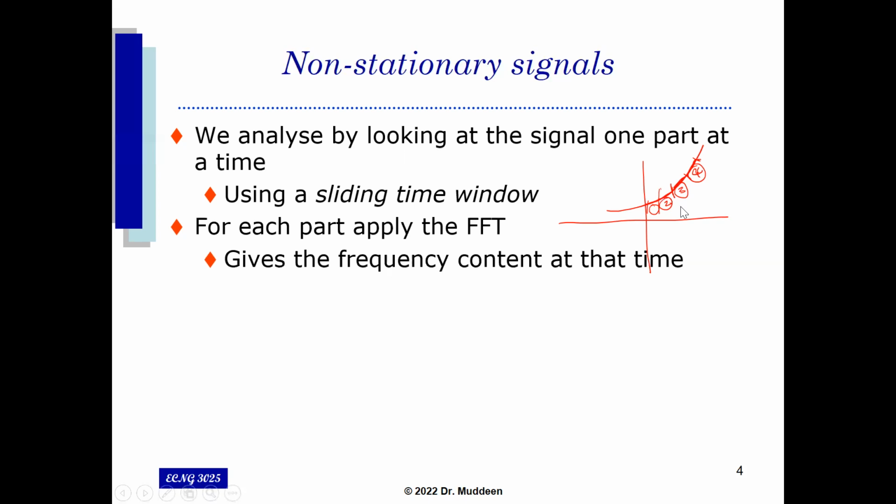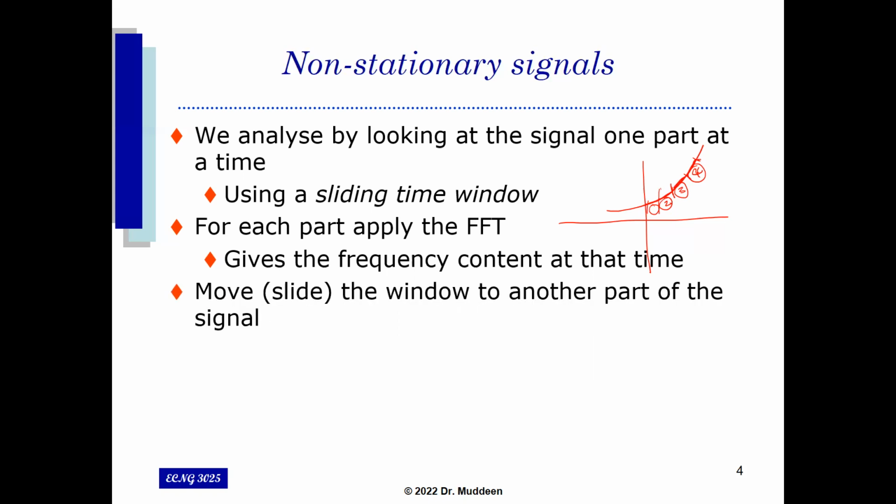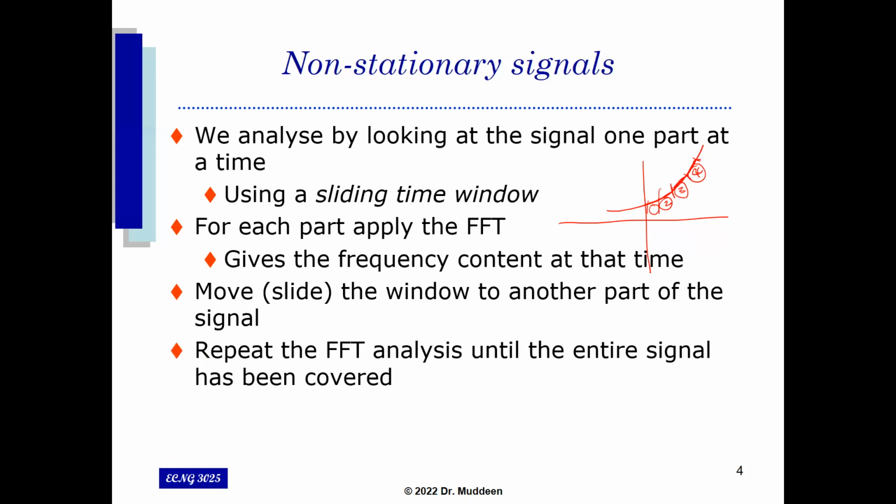Remember, the time window is what we spoke about last week, Wednesday. You take the entire signal and split it up into smaller chunks. To each chunk you apply the FFT, and you get the frequency content for that little part. Then you go on to the next bit and look at its frequency content. So you slide or move the window to another part of the signal, and repeat until you cover the entire signal.